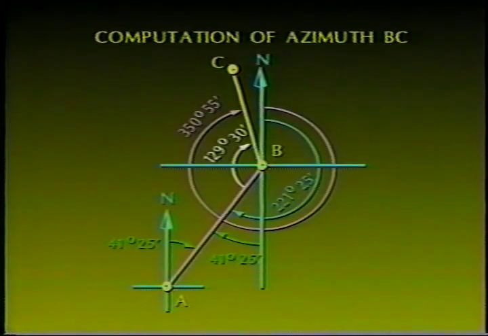Determining azimuth from measured angles is a little easier than determining bearings. Here we want to determine the azimuth from B to C. The azimuth from line A to B is 41 degrees 25 minutes. The back azimuth, which equals the azimuth from B to A, is then 41 degrees 25 minutes plus 180 degrees, which equals 221 degrees 25 minutes. We simply add the measured angle, 129 degrees 30 minutes, to this, which results in an azimuth from B to C of 350 degrees 55 minutes. Remember to draw your sketches.